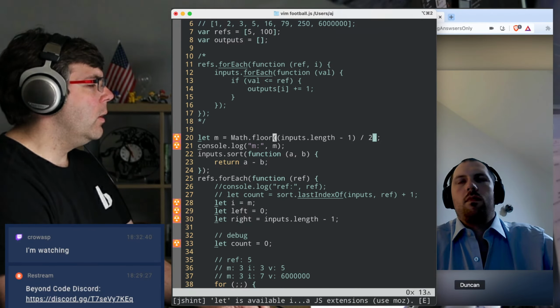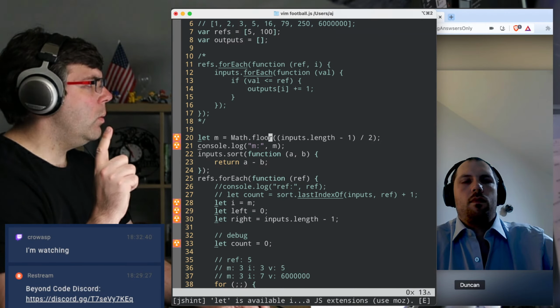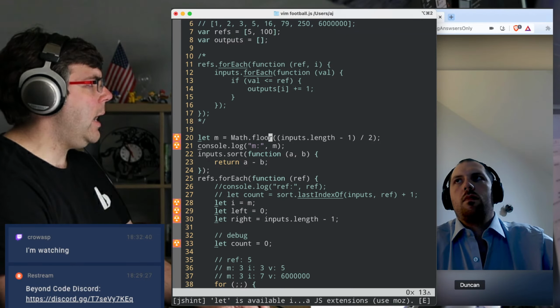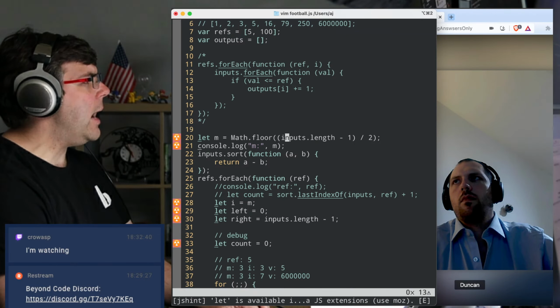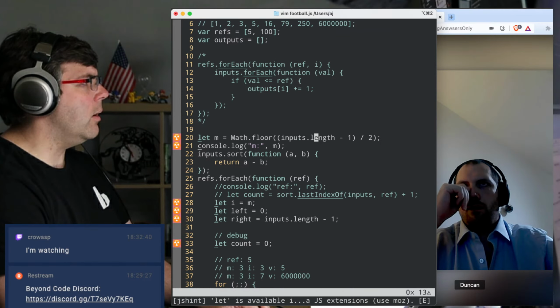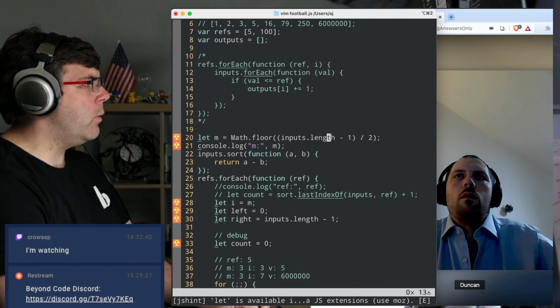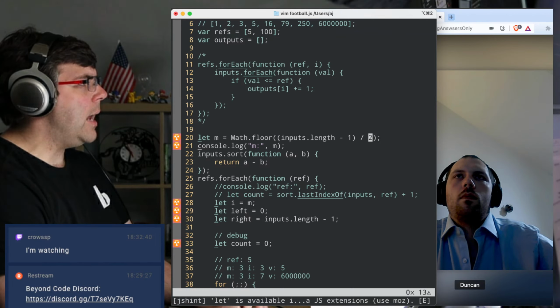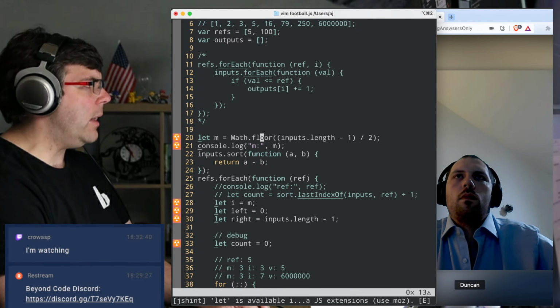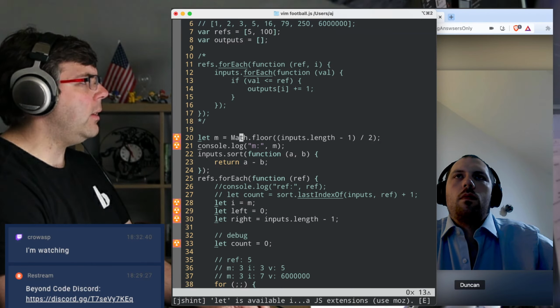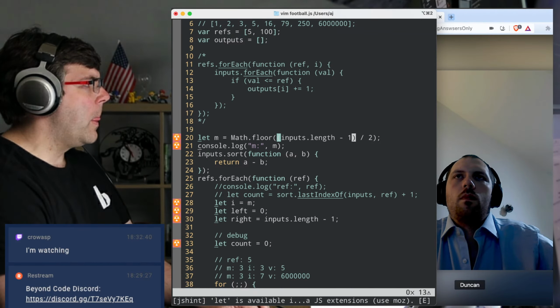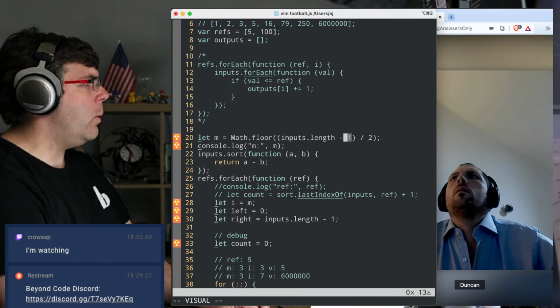So if we had, let's see here, oh, this does present a problem doing it this way. Let's say that our input length is 0 and we do our input length minus 1, then we would get negative 1 divided by 2, which is negative 0.5. If we floor that, that would give us negative 1. So this has a bug in it, but how would we fix that problem? Because I don't know how we fix that problem.